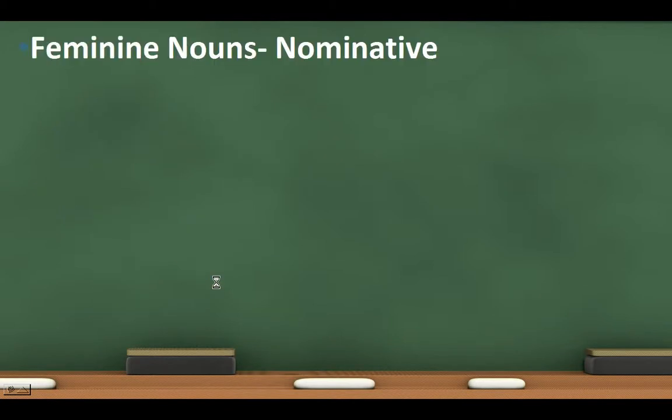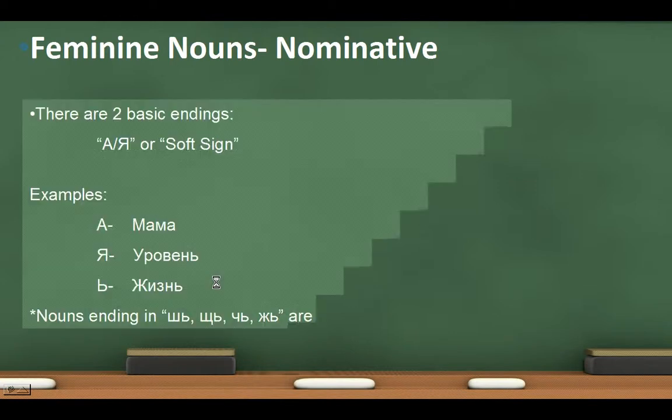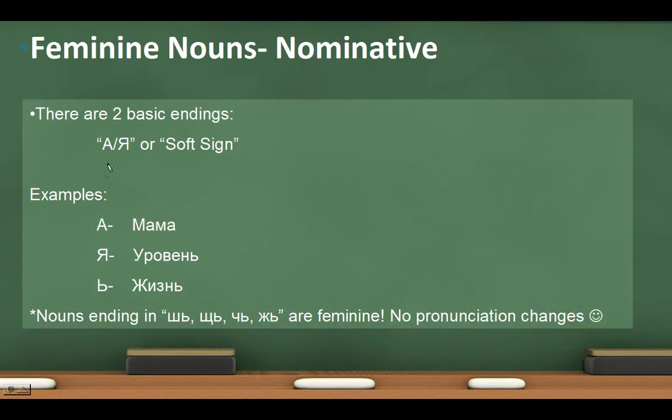Okay, so if you want to know if it's a feminine noun, you look up the dictionary form. And there are 2 basic endings. There's an a or a ya. This is like one type of ending. And there's also the soft sign. If you didn't notice, I just had to change this word right here because I forgot to change it from the last slide. But here are the examples. If it ends in an a, like mama, which means mama, or armia, which means army, it's in a ya, or sometimes a soft sign, like zhizn, which ends in a soft sign.